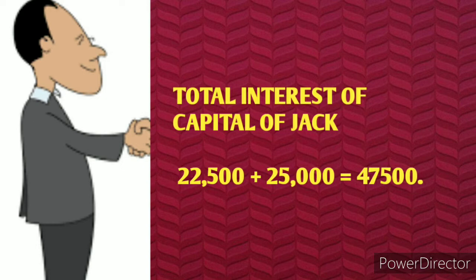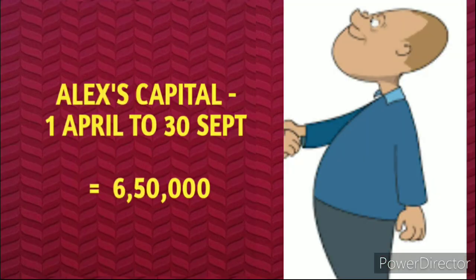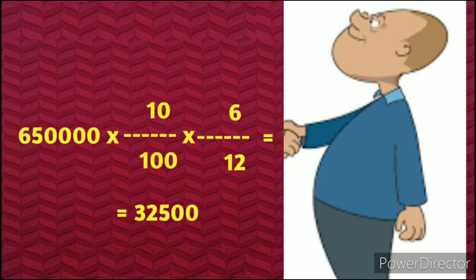Now next we talk about Alex, how much interest he will get. Alex has capital for the first 6 months, that was 6,50,000, right? So he will get interest on this amount. We calculate it: 6,50,000 multiply 10% multiply by 6 by 12. So his interest on capital is 32,500 for the first 6 months.